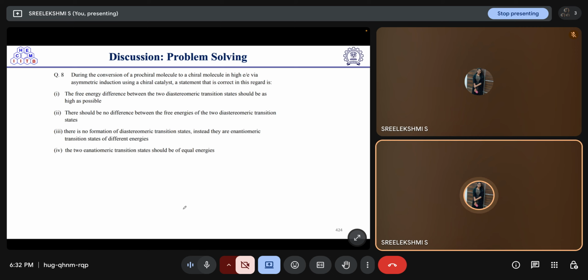Moving to the last question, during the conversion of a prochiral molecule to a chiral molecule in high enantiomeric excess via asymmetric induction using a chiral catalyst, a statement that is correct in this regard is: the free energy difference between the two diastereomeric transition states should be as high as possible. There should be no difference between the free energies of two diastereomeric transition states. There is no formation of diastereomeric transition states, instead they are enantiomeric transition states of different energies. The two enantiomeric transition states should be of equal energies.